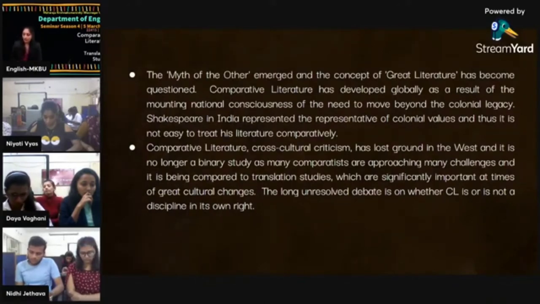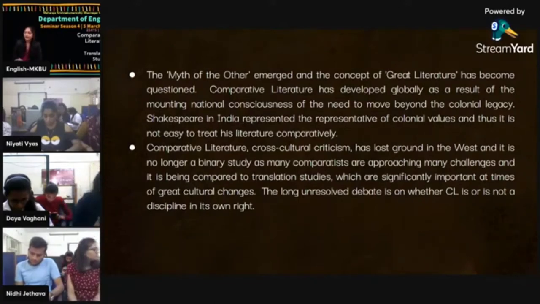Comparative literature, as cross-cultural criticism, has lost ground in the West, and it is no longer a binary study, as many comparatists are approaching many challenges, and it is being compared to translation studies, which are significantly important at times of great cultural change. There is a long unresolved debate on whether comparative literature is or is not a discipline in its own right.